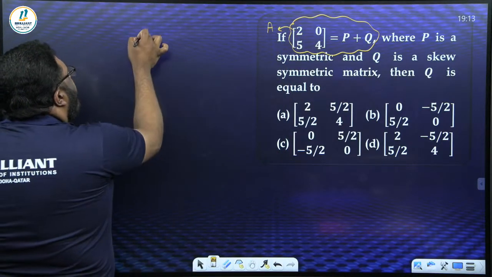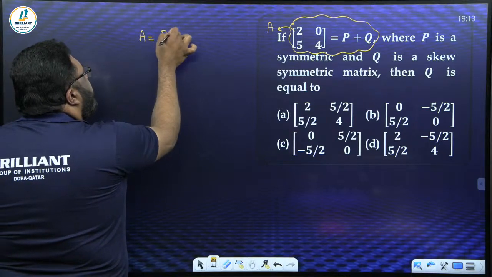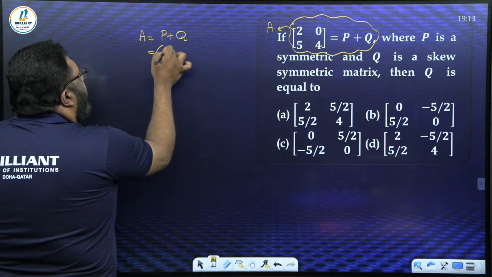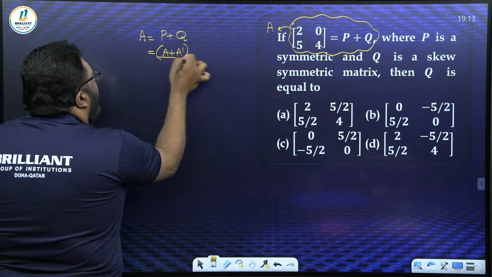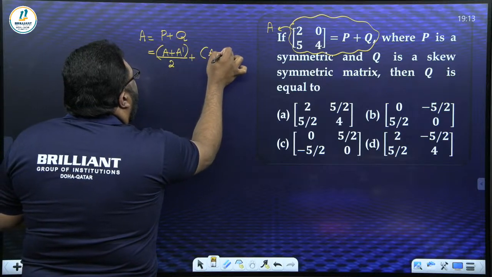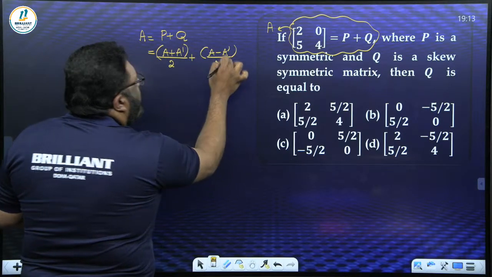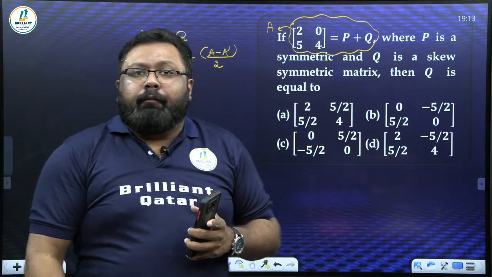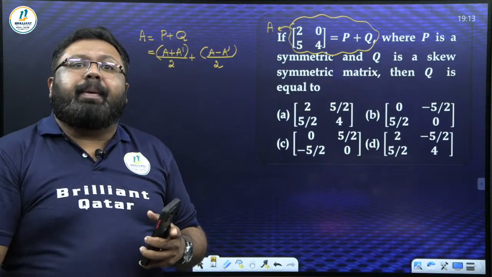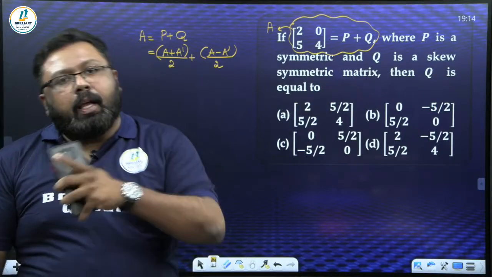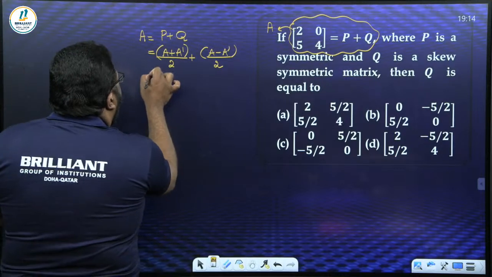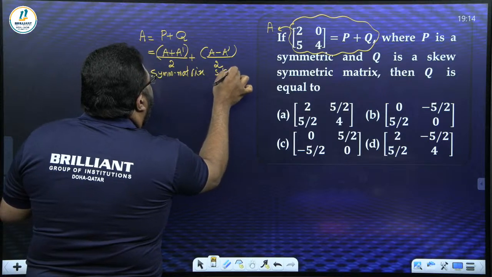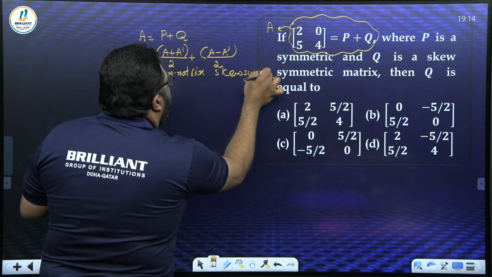According to the property, any square matrix A can be represented as the sum of a symmetric and a skew symmetric matrix, where P will always be A plus A transpose by 2 and Q will always be A minus A transpose by 2. Remember it, it's a very, very important condition that you have in the textbook. When a square matrix is to be represented as a sum of a symmetric and a skew symmetric matrix, P would definitely be a symmetric matrix, and Q would definitely be a skew symmetric matrix, my dears.